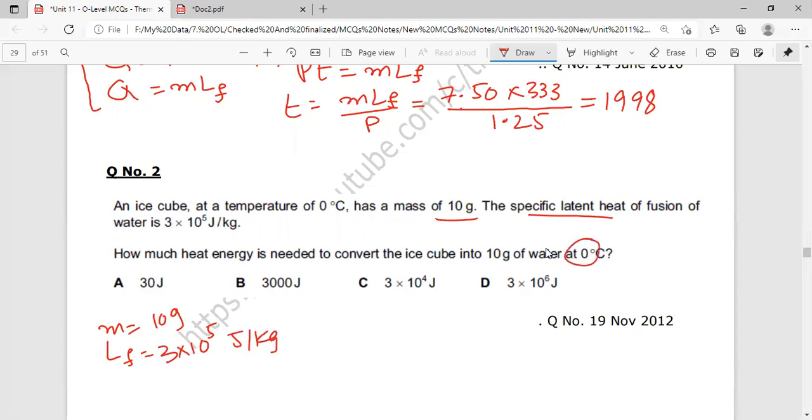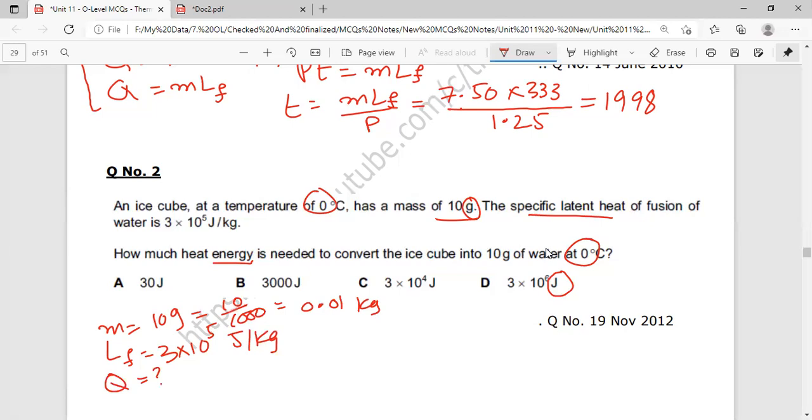0 degree Celsius, so definitely the latent heat concept is there. Energy means the value of Q is required. Since the standard unit is joules, we have to convert grams into kilograms. That is 10 divided by 1000 equals 0.01 kilogram, and the amount of heat required, that is the value of Q, was required.